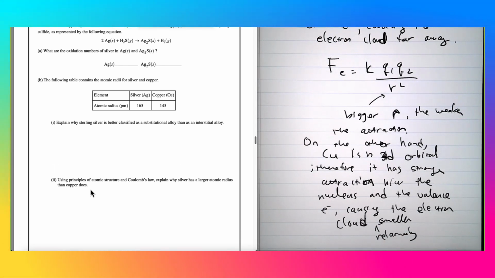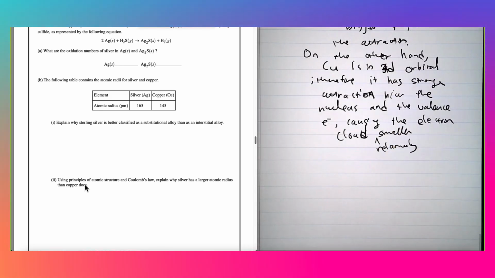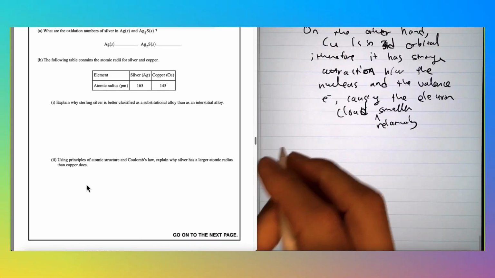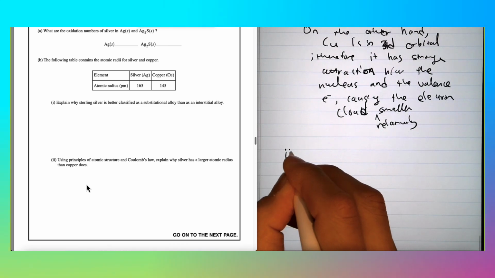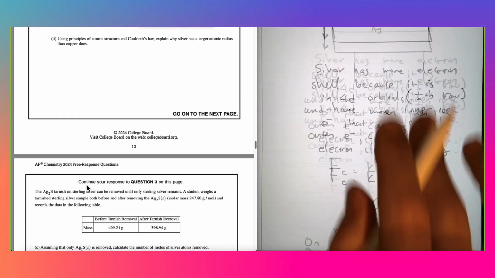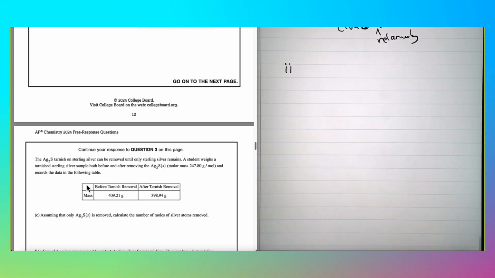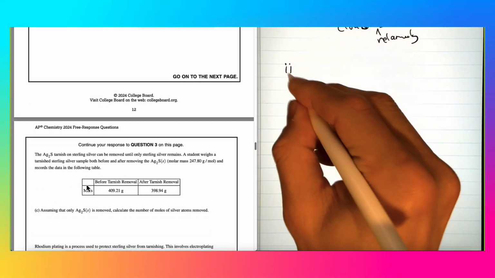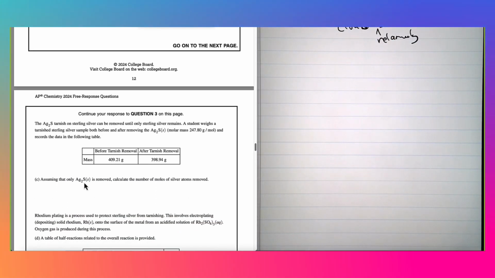The silver. Okay, so I'm going to move on. That was part 2, yeah. Okay, next one we get to calculate the amount of tarnish, the Ag2S.